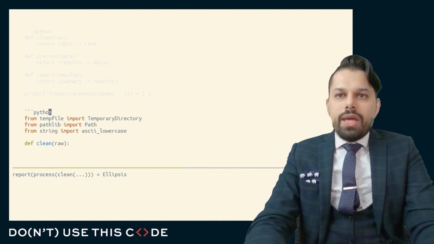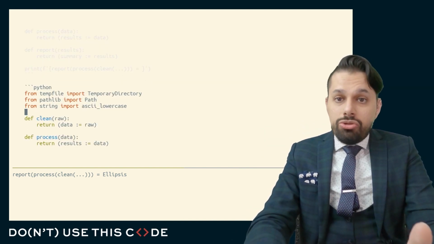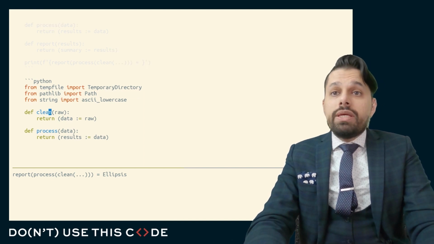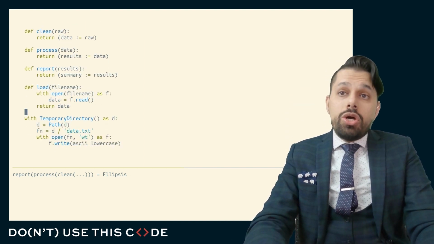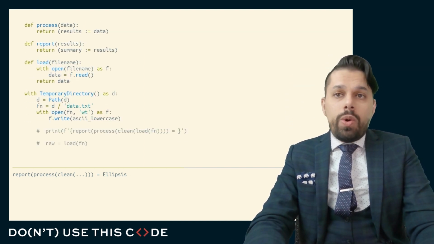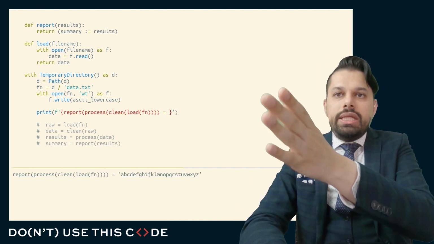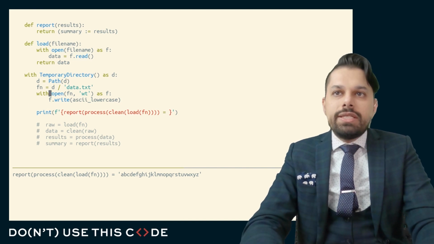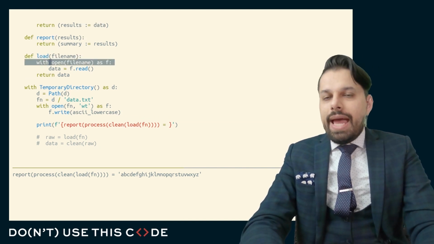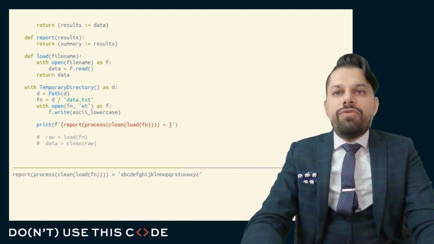Now, as opposed to running on hard-coded literal values in our program, let's run this on some actual data. So we'll use our temporary directory context manager, we'll write some nonsense into that, and we'll pass it through our pipeline. We'll do a load, a clean, a process, and a report, and we've added to this the ability to load this data and to open this file and read from it.